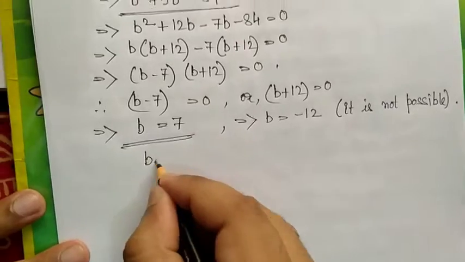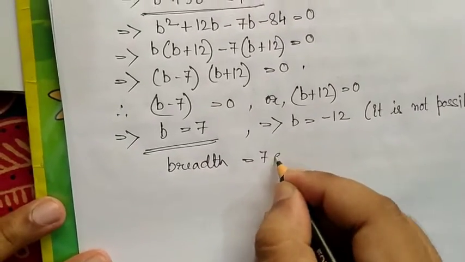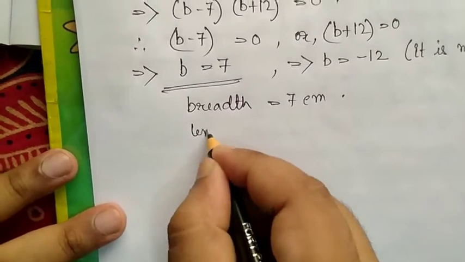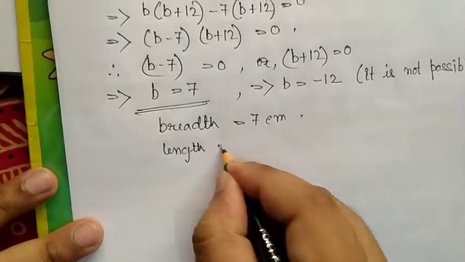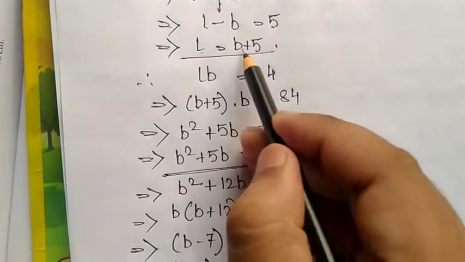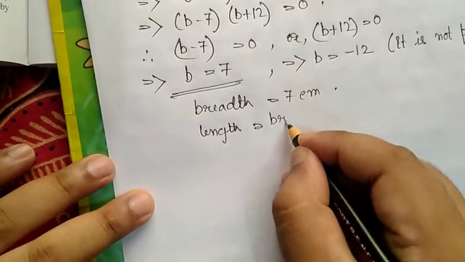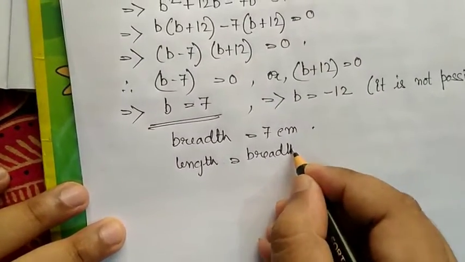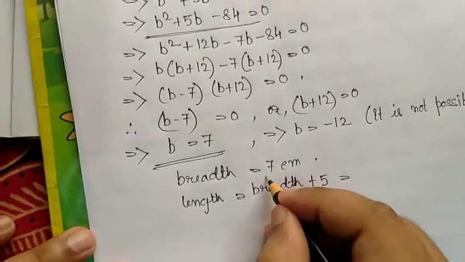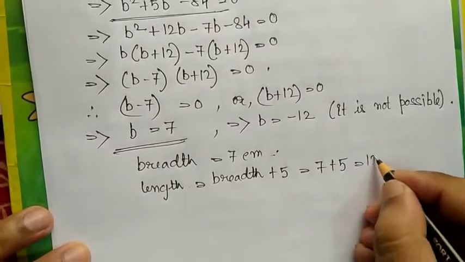So breadth equal to 7 centimeter. So length equal to, we know that length minus breadth equal to 5 centimeter and length equal to b plus 5. So therefore length equal to breadth plus 5. We know the breadth is 7 centimeter. So 7 plus 5, 12 centimeter.